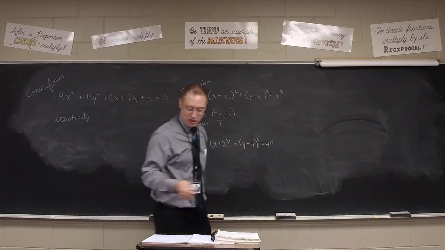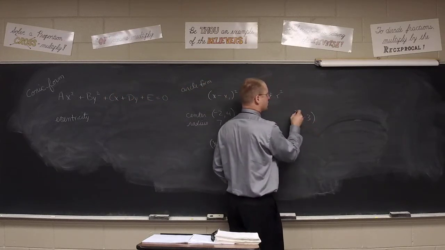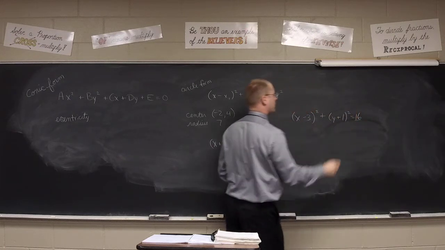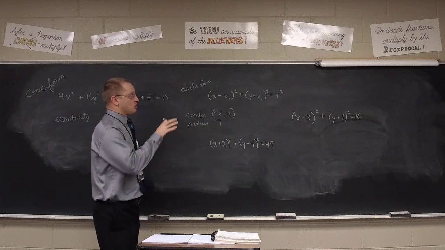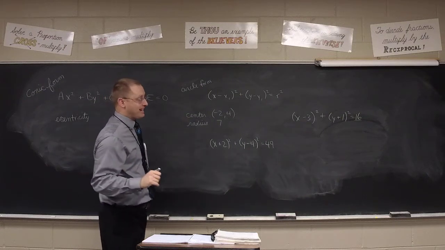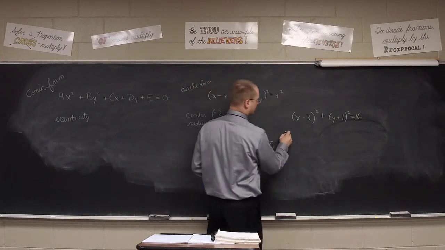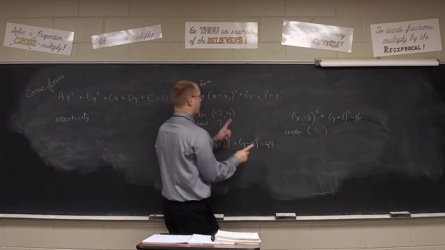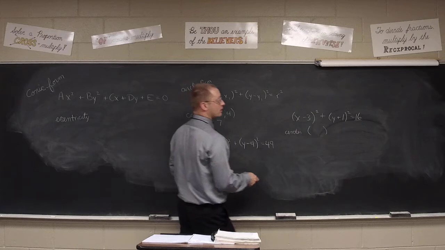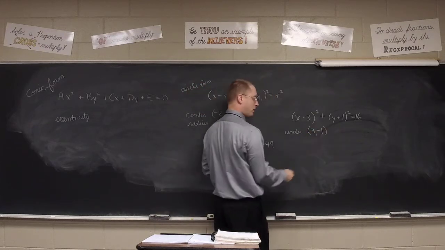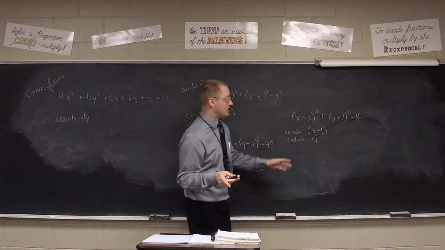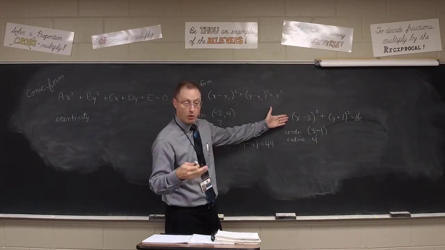What if I gave you this equation, (x minus 3) squared plus (y plus 1) squared equals 16? From that circle form or center radius form, I can see what the center is. -3, 1. Careful. Remember, the form calls for the negative. So 3, -1 is my center. What's the radius? 4.